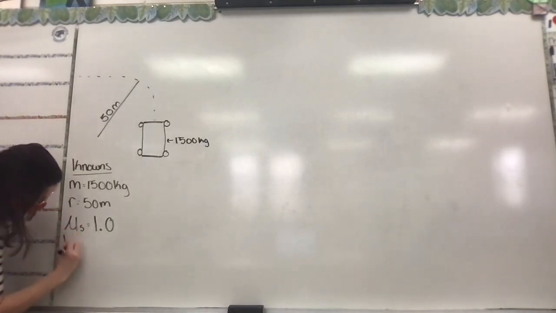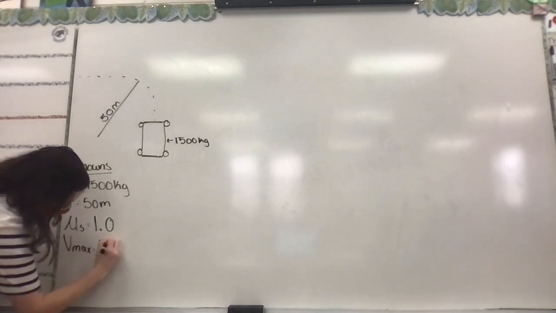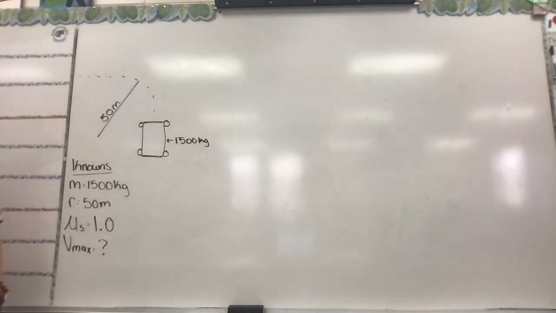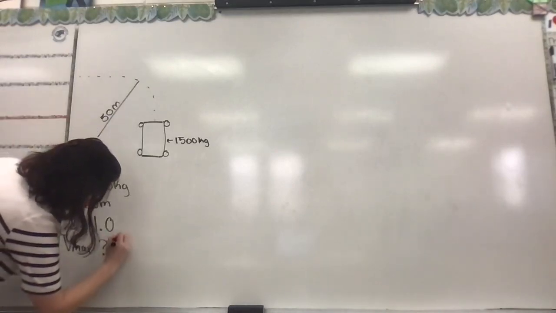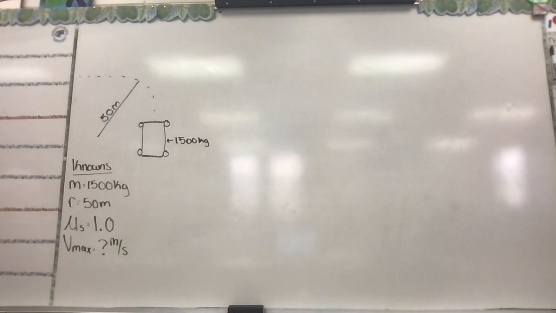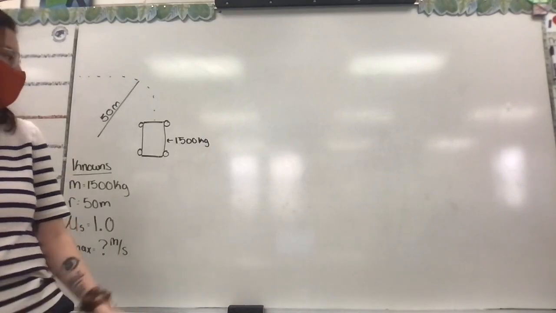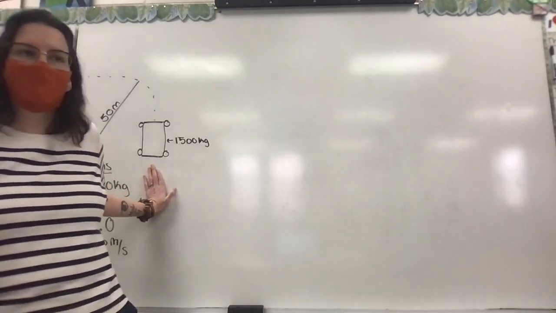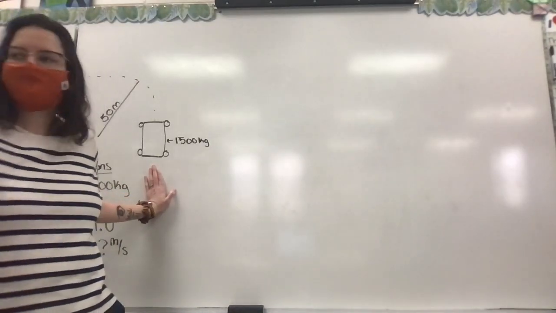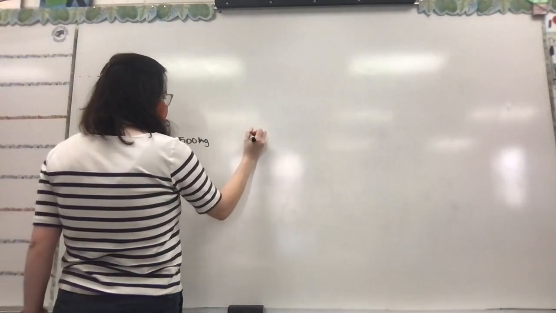And what we're trying to find is the maximum velocity that it can take this curve. What are the units for velocity? Meters per second. All right, so let's think about how to tackle this. I think what we should start out with is a free body diagram.